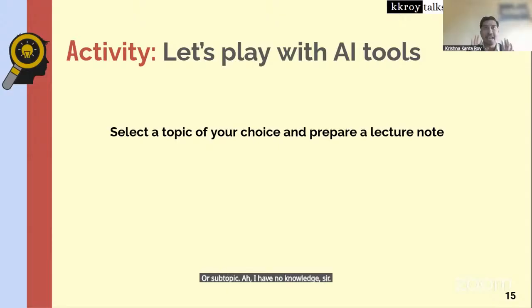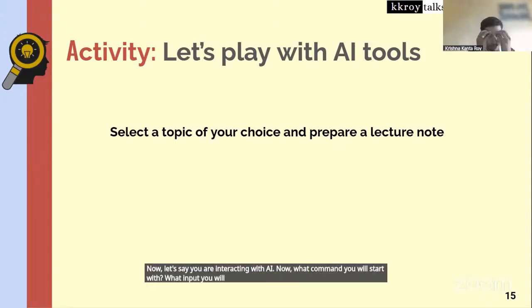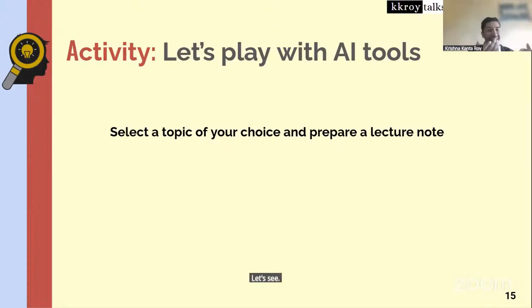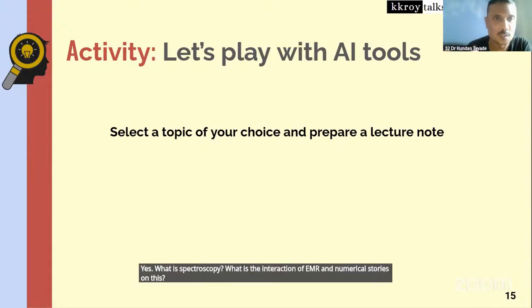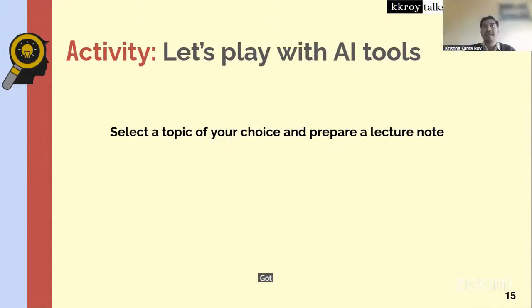Okay. Now let's say you are interacting with AI. Yes. Now what command will you start with, what input will you give? Just say whatever comes to your mind, 2-3 lines. Then what will we do with it, sir? We'll try to theorize it. What is spectroscopy? What is the interaction of EMR and matter in this spectroscopy? Okay, this will be your first command when you are interacting.